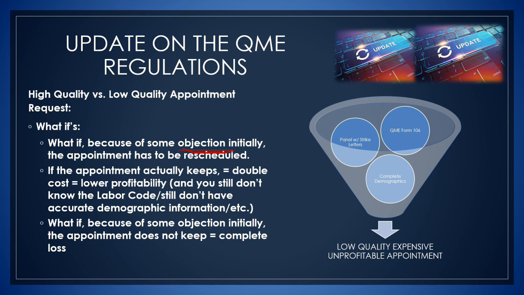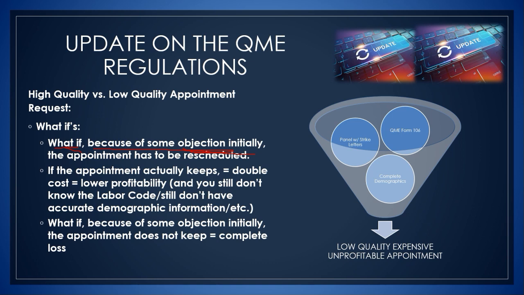So let's imagine that, because of some initial objection, the appointment has to be rescheduled. Okay, so the parties give you some notice that, hey, we have an objection with the evaluation moving forward right now. We're going to take this appointment off the books. This appointment must be canceled. Do not move forward with this evaluation. You get this all the time.